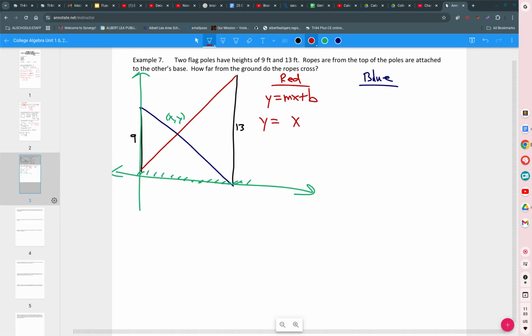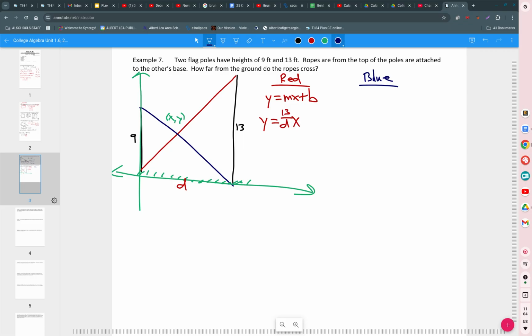Now I need the slope, okay? Slope is rise over run. Everybody agreed? The red line, to go from here to here, how much does it rise? 13. It rises 13. Does it say how far the flagpoles are apart? No. So we'll just have to use a variable d to say that's how far apart they are. So I've got an equation for the first line.